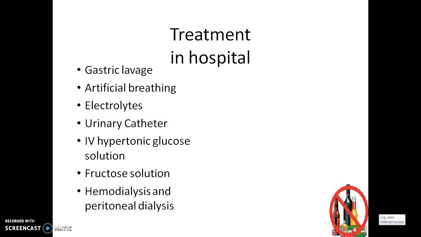A urinary catheter can be placed for removing the alcohol. Even IV hypertonic glucose solution can be given if severe hypoglycemia is observed. Fructose solution can be administered. And hemodialysis and peritoneal dialysis can be preferred if required.